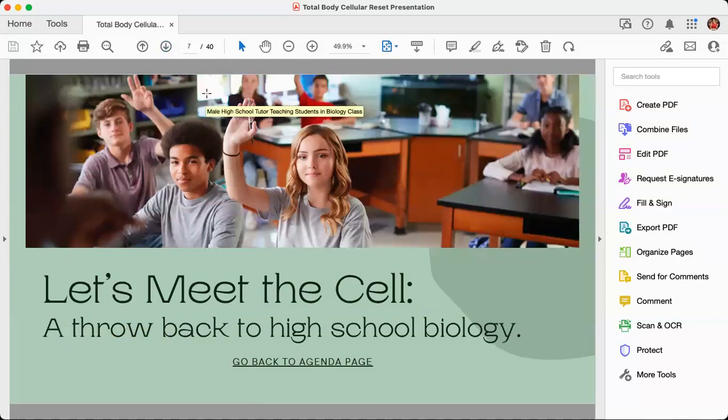So let's meet our cell citizens. And this is a throwback to high school biology. So I tried to find the closest images. I don't think these kids are high school age, but maybe close.